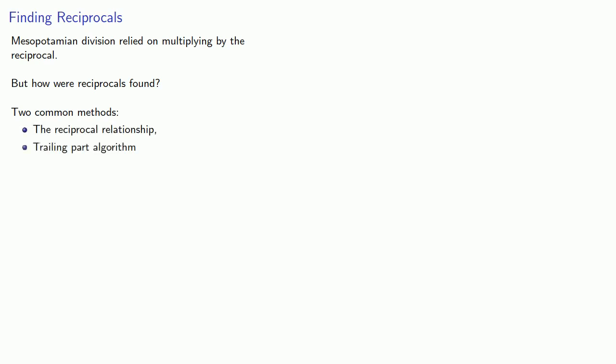Mesopotamian division relied on multiplying by the reciprocal, and the Mesopotamian scribes had tables of reciprocals at their disposal. But how were these reciprocals found? There were two common methods. We can describe these as either using the reciprocal relationship or by using the trailing part algorithm. So let's start off with the reciprocal relationship.